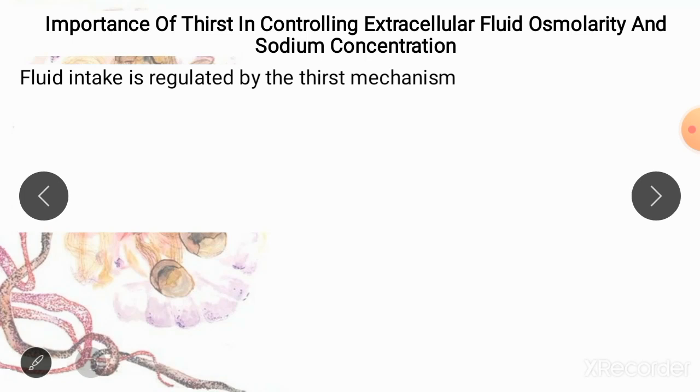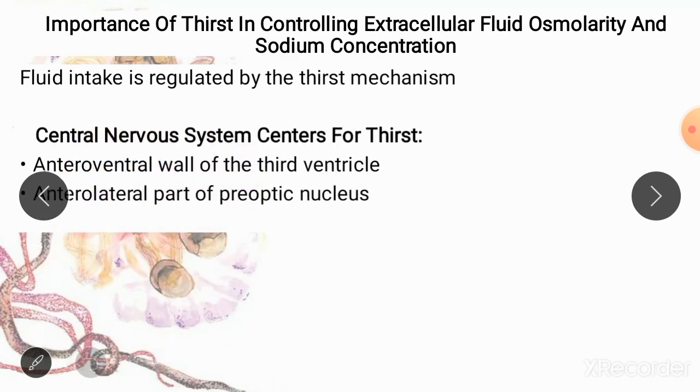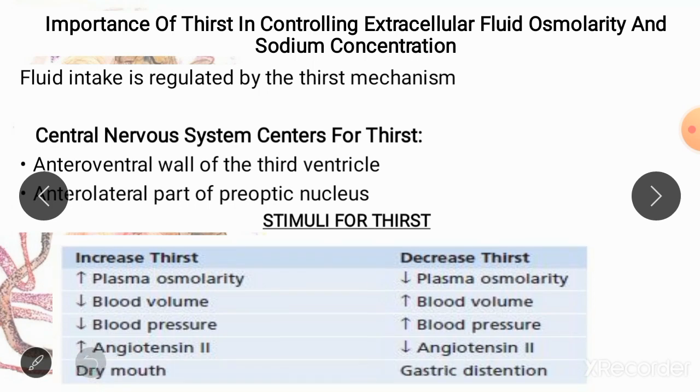Whenever your extracellular fluid osmolarity increases, such as in dehydration, your thirst mechanism is activated. The centers for your thirst are present in your central nervous system, especially in the wall of the third ventricle and in the preoptic nucleus of your hypothalamus. So these centers are activated and they cause thirst in the person, and the person drinks water and the osmolarity is reduced back towards normal. So let us discuss some stimuli for thirst.